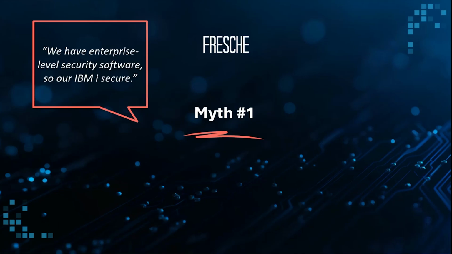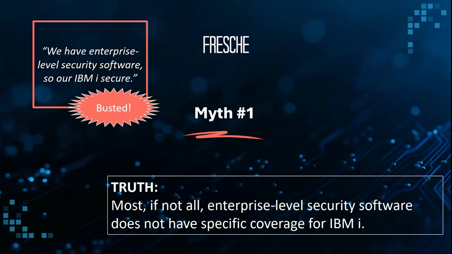Number one: we have enterprise level security software, so we don't need to worry about securing the IBM server. This may be the biggest myth that people get caught in. For example, they might have a firewall for their corporate network. They might have MFA required at the corporate level. They might also have monitoring software on all the platforms except for IBM and have not implemented any zero trust on the IBM. However, this is a big mistake because most, if not all, enterprise level security software does not have specific coverage for IBM.